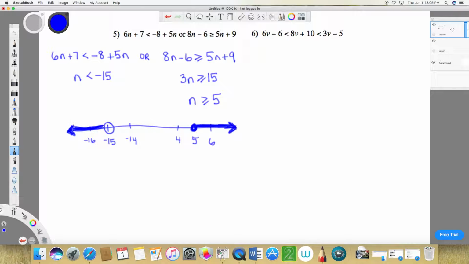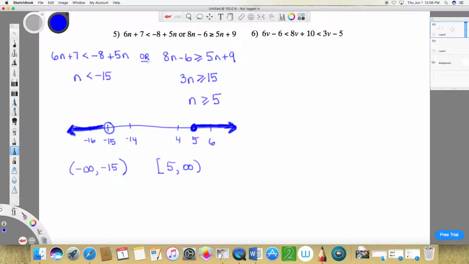On the left here, this arrow is shaded. That's indicating negative infinity, all the way up to the right here at negative 15. Negative 15 is excluded from the solution set, so it's an open parenthesis. Then over here, we've got 5. It's included. It's a solid dot, so we have a bracket there. And that right arrow is shaded, so that indicates it's going all the way out to infinity.